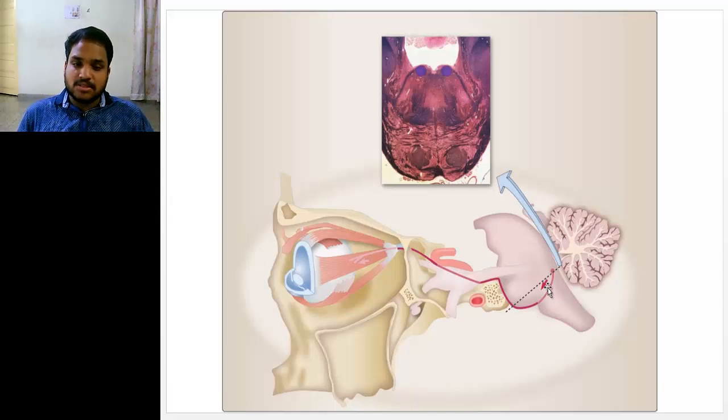So the abducens nerve has a very long course. Before it pierces the dura, around the brainstem there is a very long course, and after it pierces the dura, it enters the cavernous sinus, and it is in direct relation with the internal carotid artery, right? And through the superior orbital fissure, it enters the orbit to supply the lateral rectus muscle.